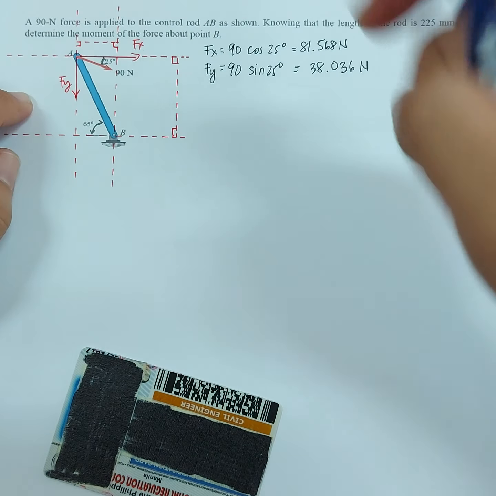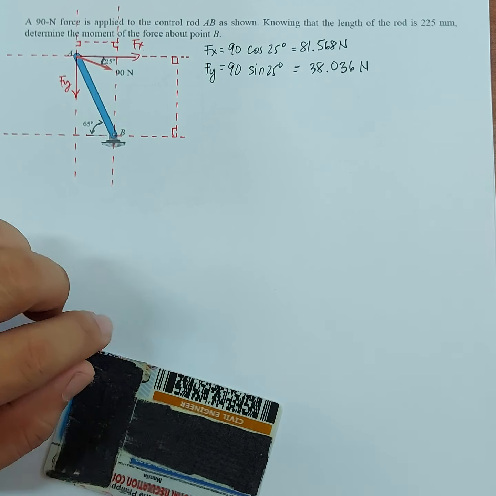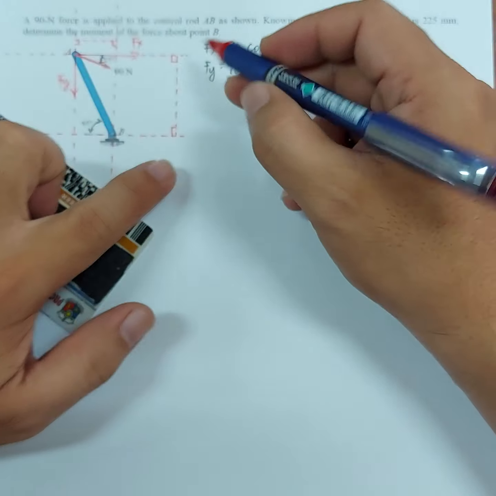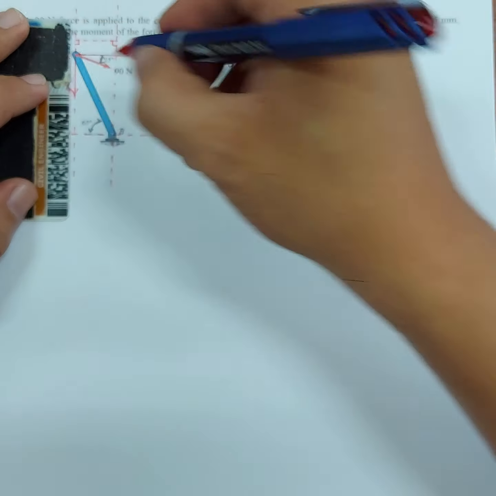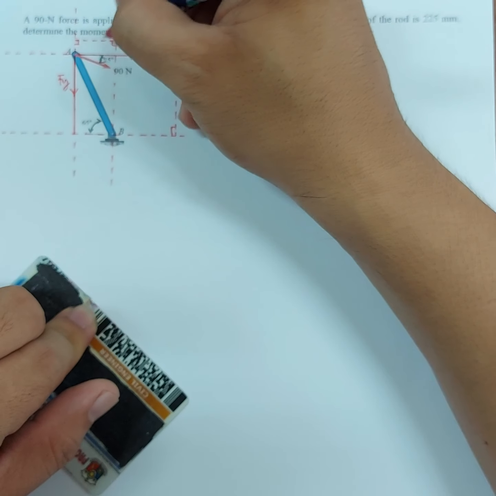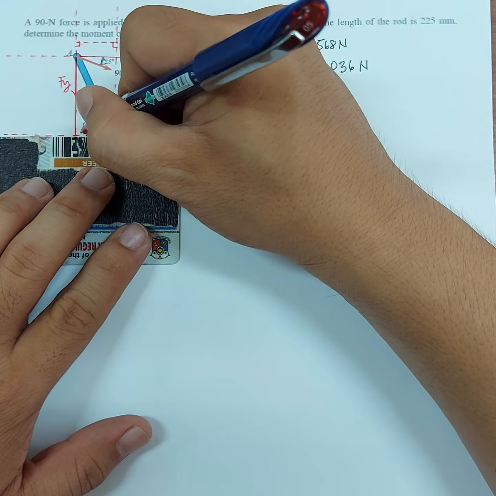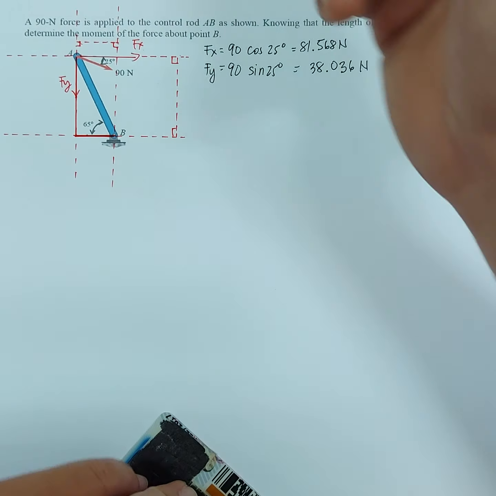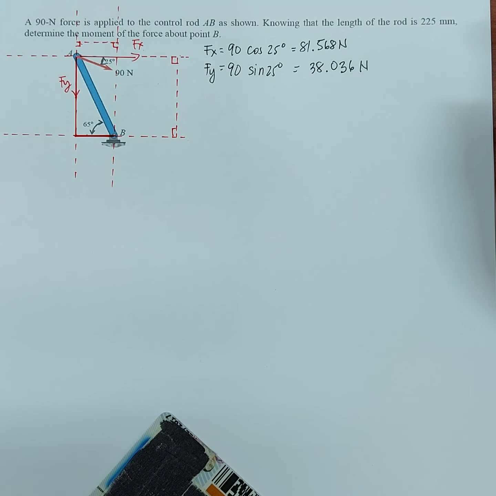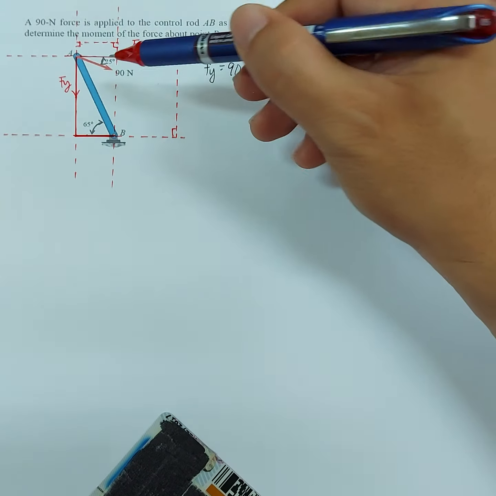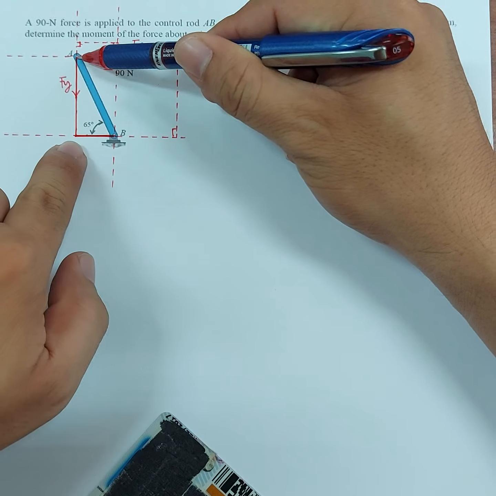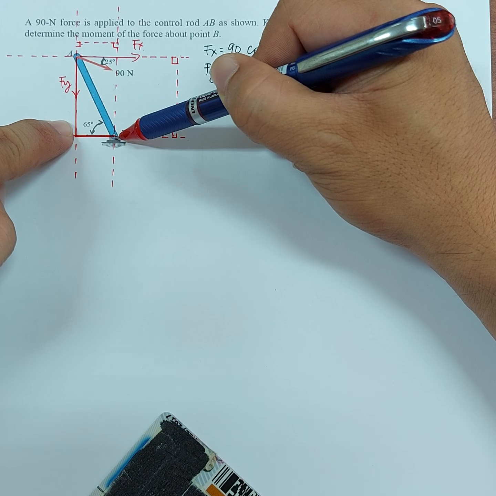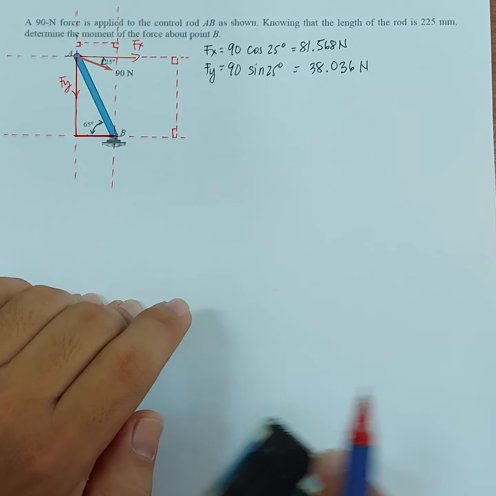Okay? So, kung mapapansin natin, itong distance na to ay equal yan dito. So, bubuo tayo ng triangle. Ayan. At yung distance naman na yan ay equal din yan dito sa distance na yan. Okay? So, ito yung moment arm ng Fx natin. Ito yung moment arm ng Fy. Okay? So, I think we're good.